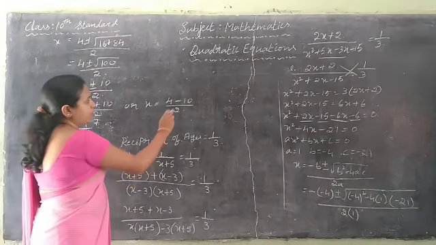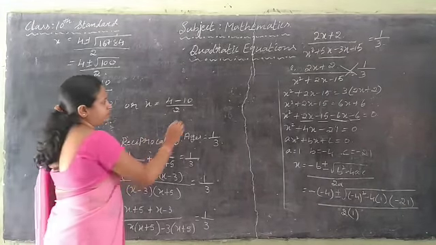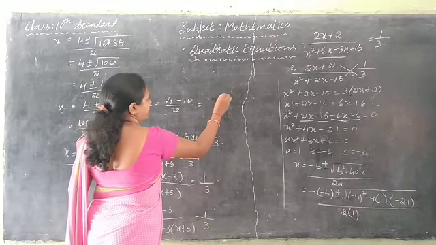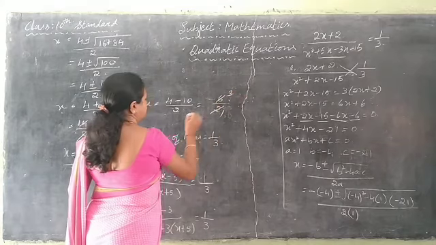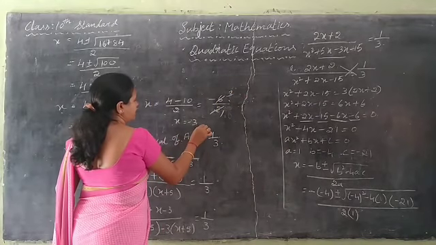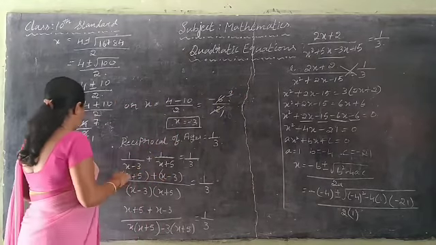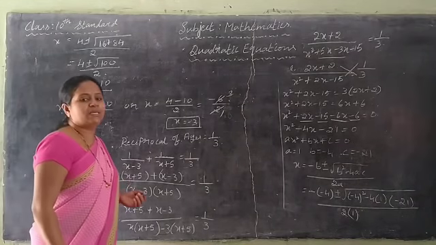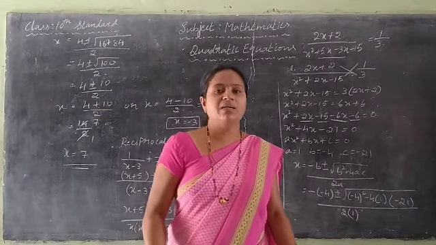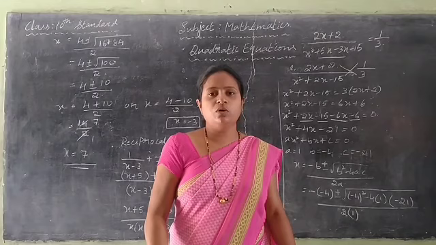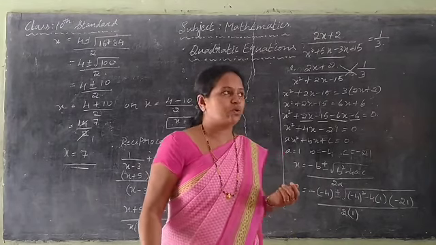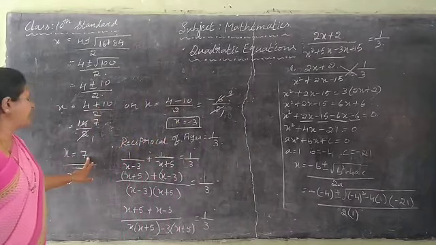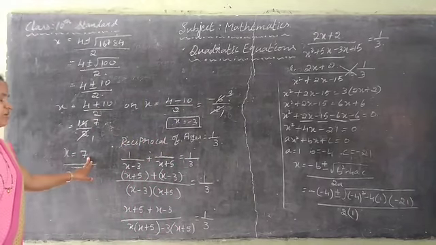See here, 10 minus 4, children. So when you subtract, what do you get? 6 by 2, 2 ones are 2, 2 threes are 6. So x is equal to minus 3. So you got the two values for x, children. One is 7 and one is minus 3. Right. So usually we are going to consider the positive number, isn't it? So what is the value of x? Then it will be 7.